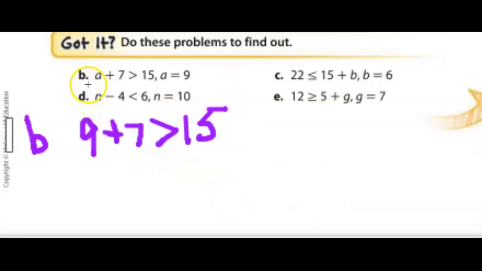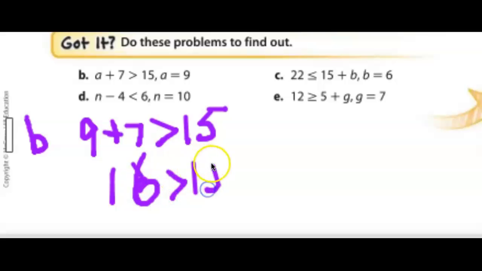All right, we're going to practice a little bit. B says a plus 7 is greater than 15. So if a was 9, we're going to put 9 in the place of a. 9 plus 7. So what is 9 plus 7? Go ahead and answer that for me. Okay, that was a 16. Is 16 greater than 15? Yes or no? Then that is a possible solution.